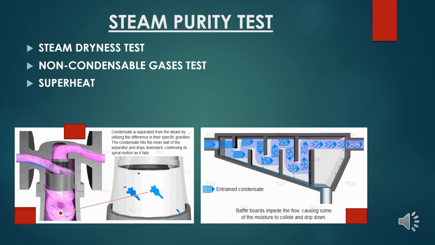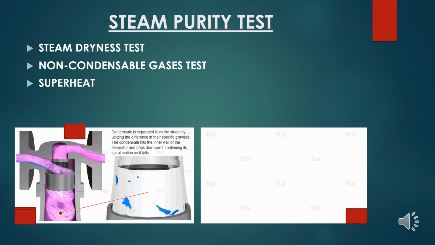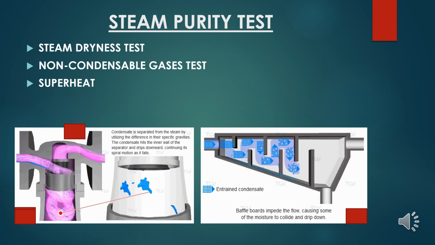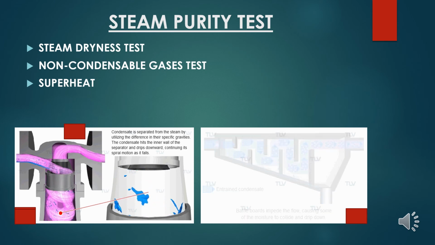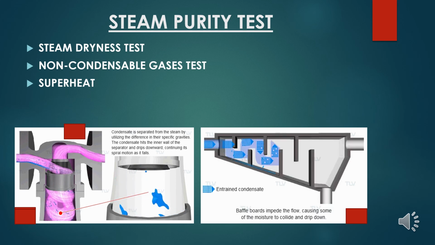Number two is the non-condensable gases test. We should test our steam so that there is not a single non-condensable gas. If your system has non-condensable gases, they have no useful work, and they will badly affect your steam quality. The non-condensable gases also reduce the pH of the condensate. The third test is the superheat test. It is very important. If you are producing steam and it is not according to your temperature, then it will condense, and again the purity of the steam will be affected.